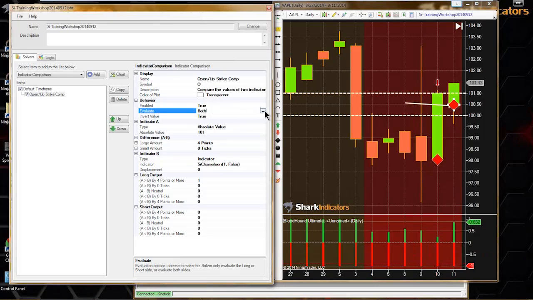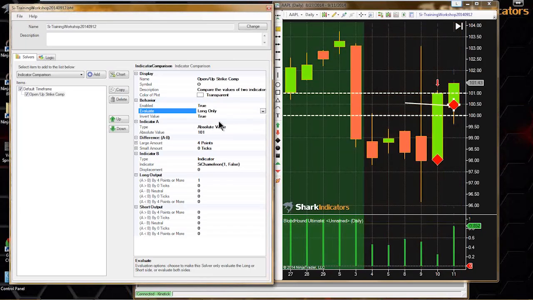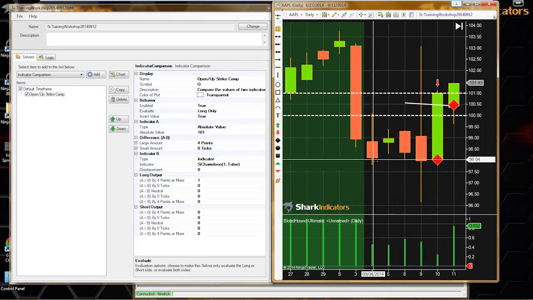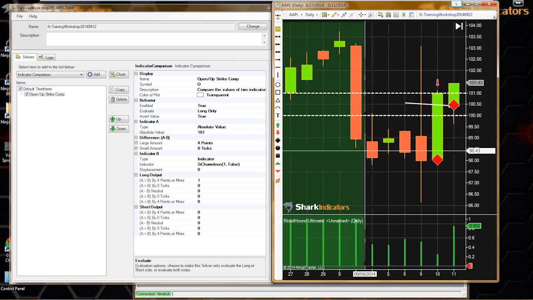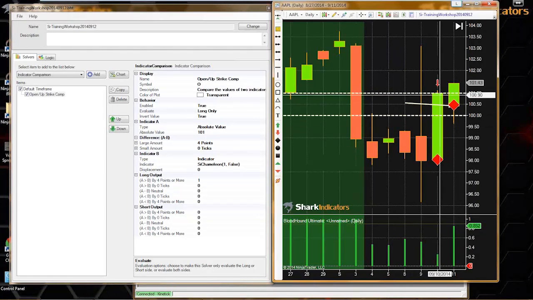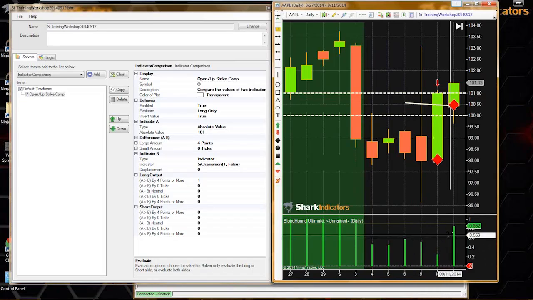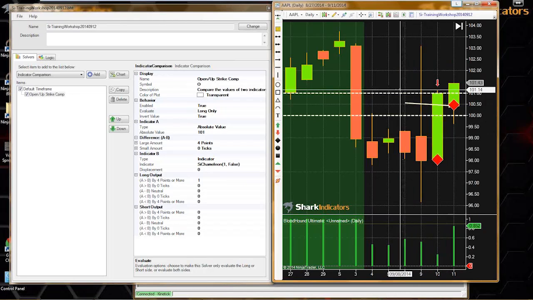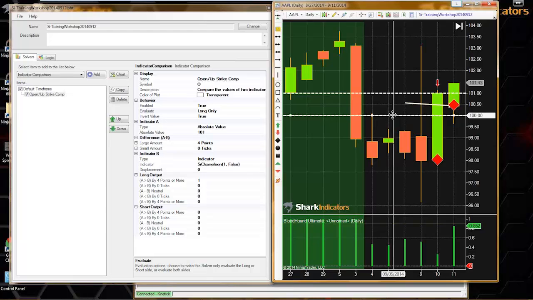So what if we do long only? There we go, long only. All right, and that fixed that problem. I can see when the opening price gets closer to our upper strike price, the output is increasing. So that's one comparison solver for checking the upper strike price. Now we need to build another comparison solver to check for the lower strike price.